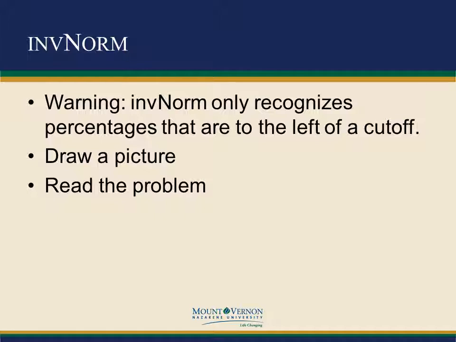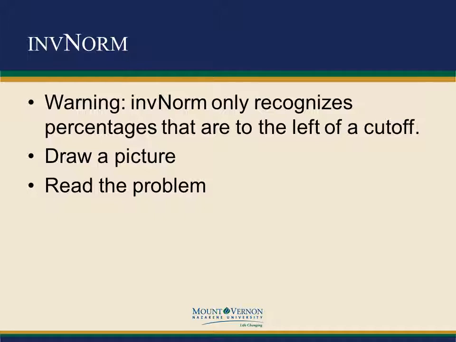Every now and then you're going to be interested in finding a score for which a certain percentage of observations are to the left or right of that particular score, that particular data point. In that case, you'll be using what's called inv norm, or the inverse normal distribution. One thing I should warn you about is that the inv norm command on your calculator only recognizes percentages that are to the left of a particular cutoff.